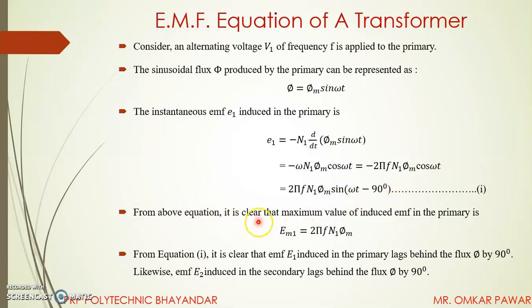From the above equation, it is clear that the maximum value of induced EMF in the primary, that is Em1, is 2 pi f N1 phi m. From equation 1, it is clear that E1 induced in the primary lags the flux by 90 degrees, because sine omega t minus 90, the minus sign, indicates lag, and the angle is 90 degrees. Likewise, EMF E2 induced in the secondary lags behind the flux phi by 90 degrees.